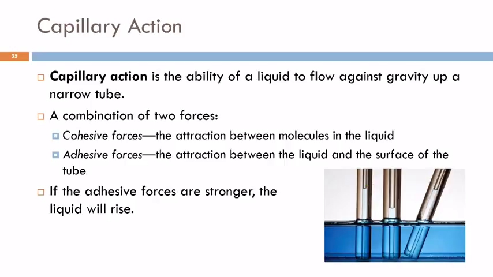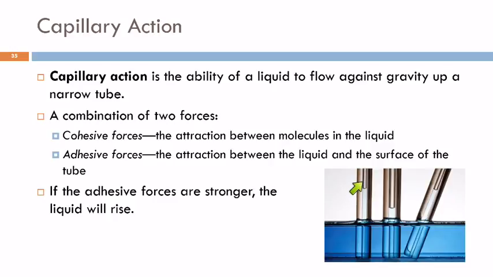Well, there are two forces at play here. There are cohesive forces and adhesive forces. Cohesive forces are the attraction between the molecules in the liquid. That's what's minimizing surface area, causing liquids to form droplets, etc. The adhesive forces are the attraction between the liquid and the surface of the tube. So here, the water molecules are attracted to the glass, and so they will creep up. And that's what's causing a meniscus, because at the edge, you see the water molecules crawling up the glass.